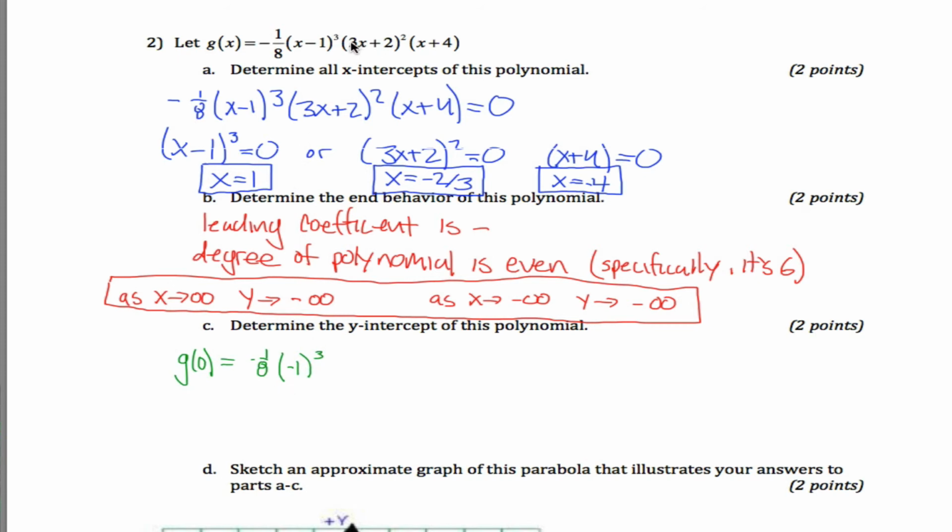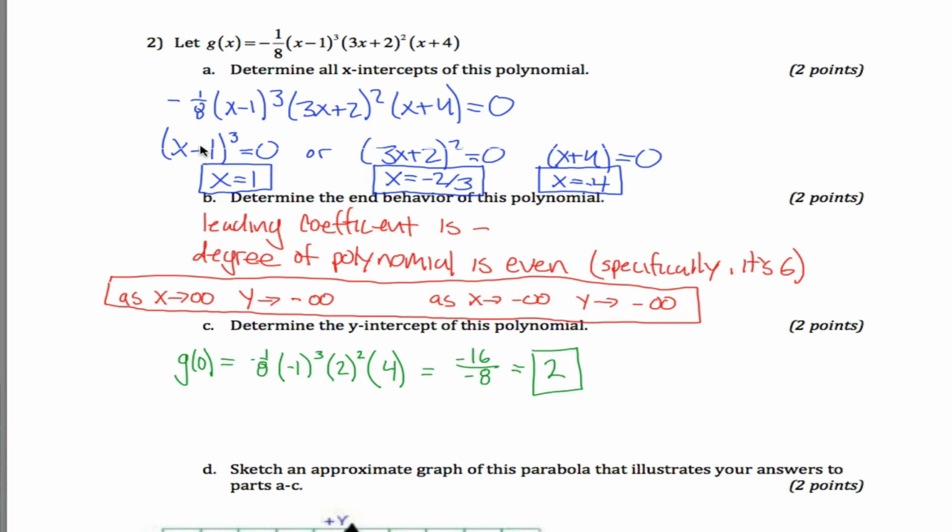If I make this x 0, I get 3 times 0 is 0 plus 2. It's just 2. But then don't forget it's being squared. And then 0 plus 4 is 4. I get whatever this thing is. Let's see, negative 1 cubed is negative 1. 2 squared is 4, so I get negative 4 times 4 is negative 16. Negative 16 times negative 1/8 gives me negative 16 divided by negative 8, which just equals 2. The y-intercept of this polynomial is 2.